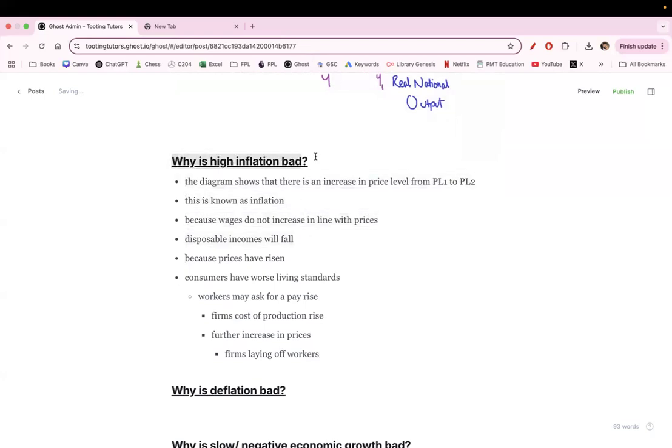But generally, if you talk about inflation, everyone's going to say that inflation happens, but to be able to describe why it's bad is really useful. And going into even further detail, depending on the question as well, can be useful.